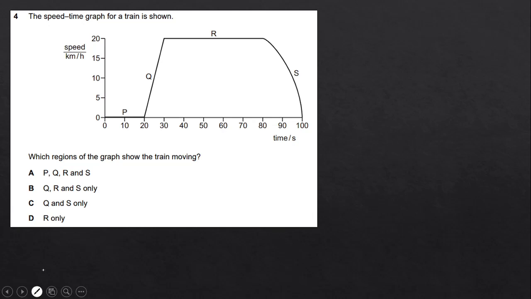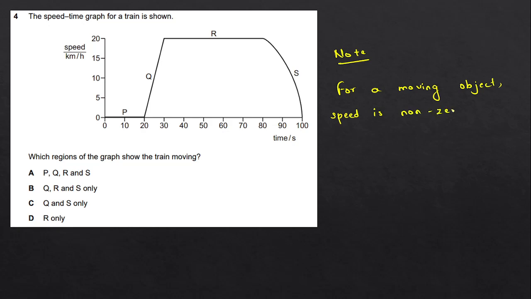So we'll make a small note. For a moving object, speed is non-zero. So in this graph, regions Q, R and S have non-zero speeds. So the correct answer is option B. Q, R, S are the regions of the graph where the train is moving.